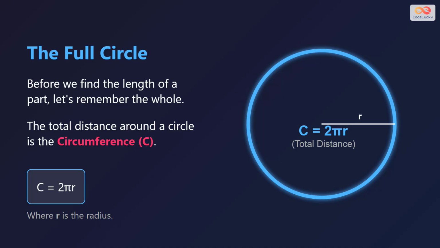Before we find the length of a small part, let's remember the formula for the whole circle. The total distance around a circle is called the circumference. The formula for circumference is c equals 2 pi r.